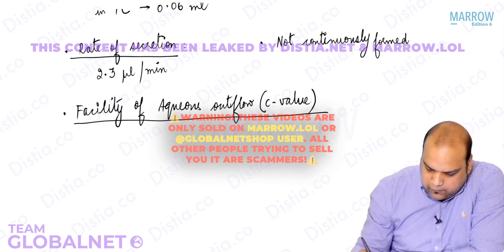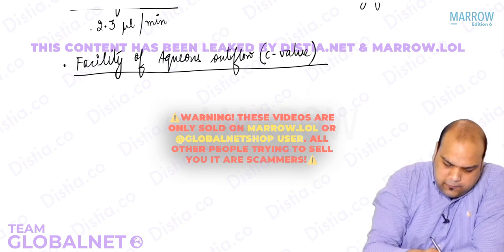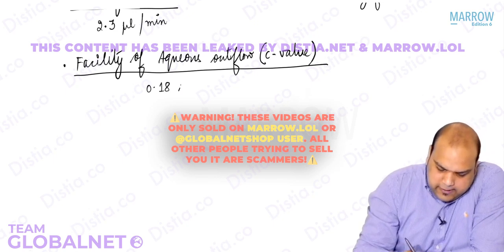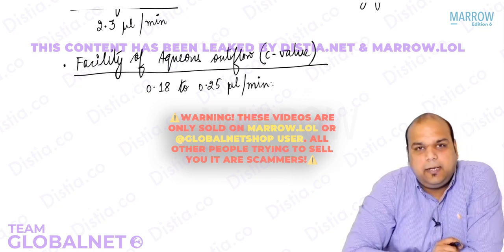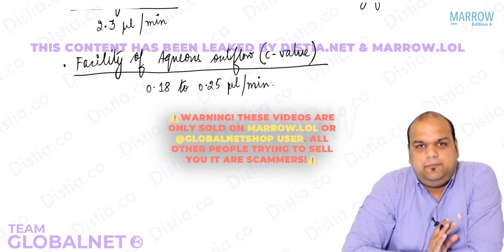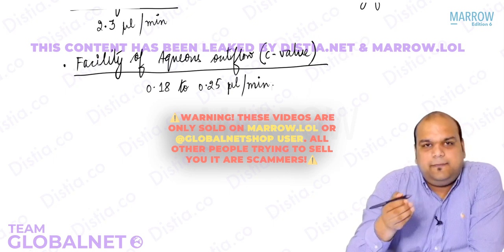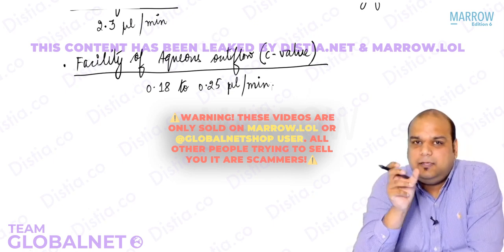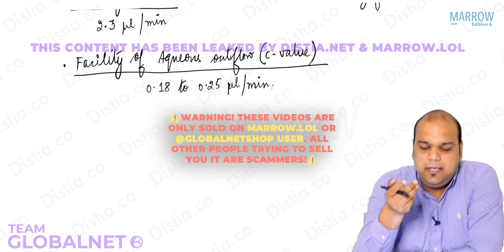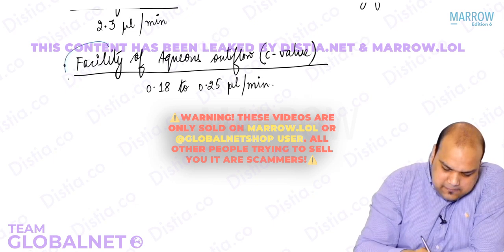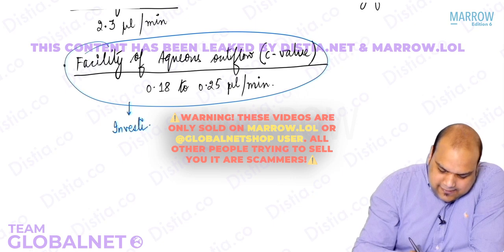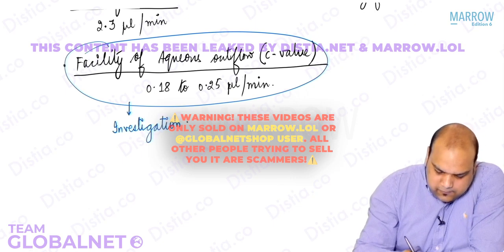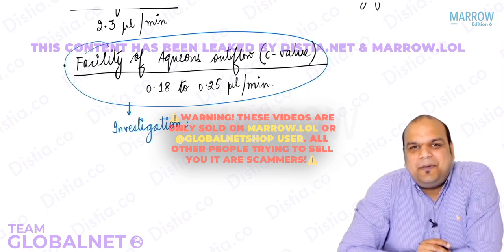Facility of aqueous outflow, guys, is 0.18 to 0.25 microliter per minute. Okay, guys, this is the C value. Now, apart from the numerical value and the aqueous outflow it denotes, they can ask you which investigation is done to measure the C value.